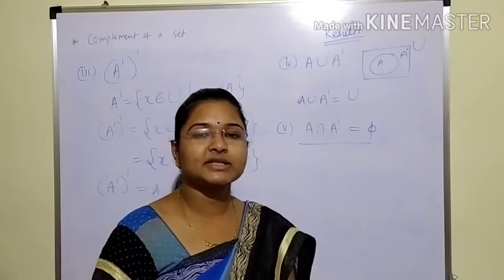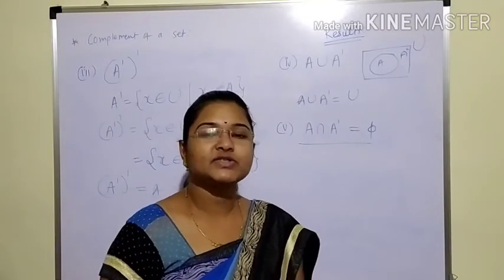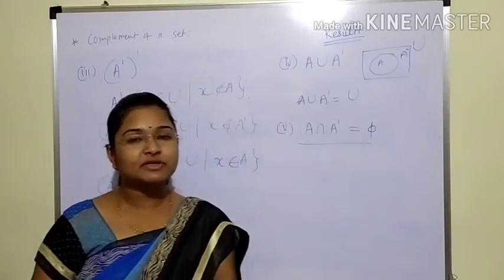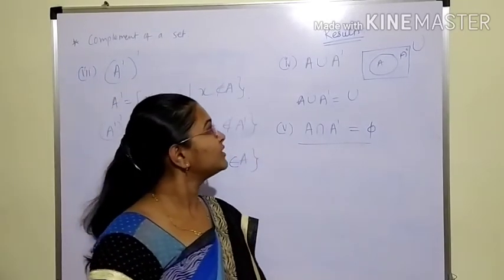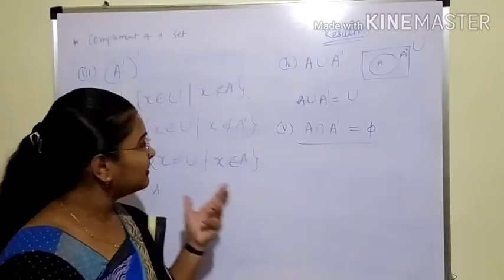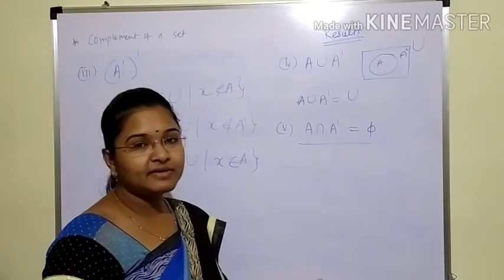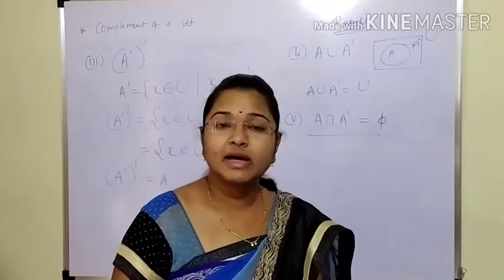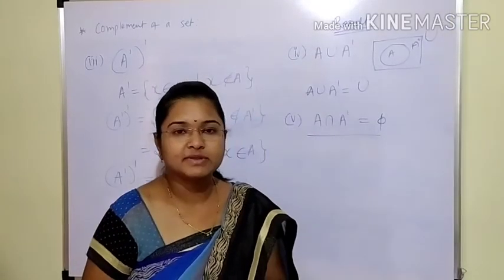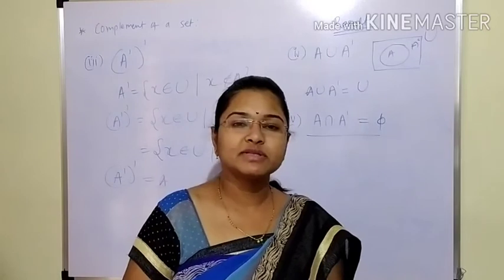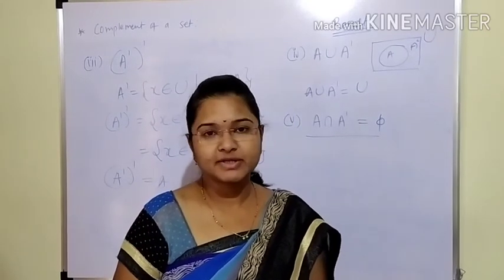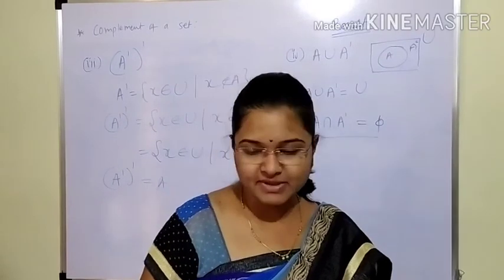Now we have seen union, intersection of two sets, disjoint sets, difference of two sets, then symmetric difference of two sets, and complement of a set. Examples we have seen, and some results we have seen. Now we'll take examples on the difference of sets, complement of sets, union and intersection of two sets. Okay, we'll start with the examples.